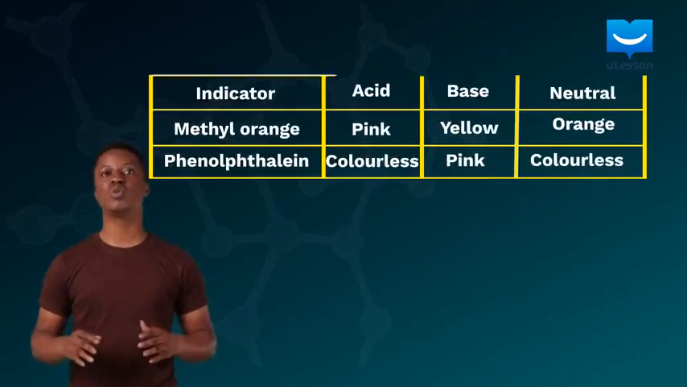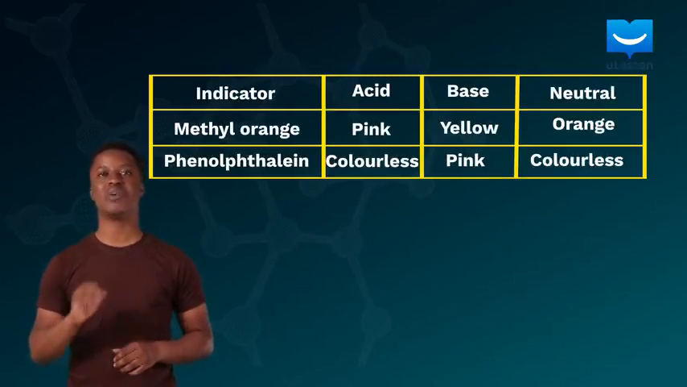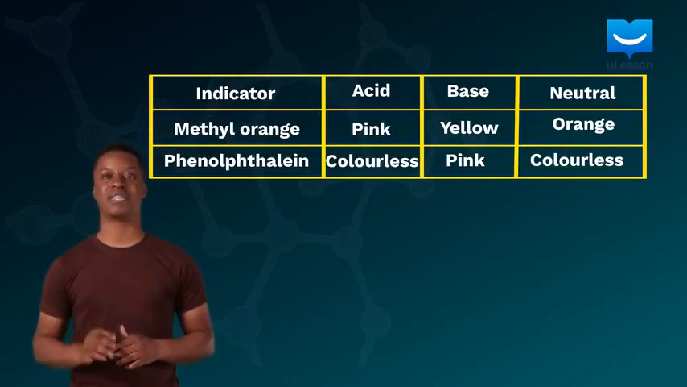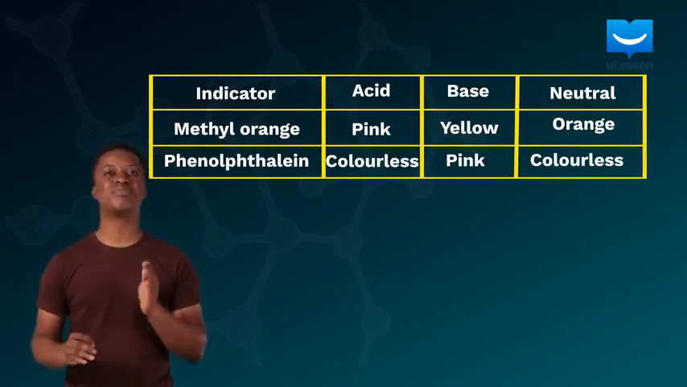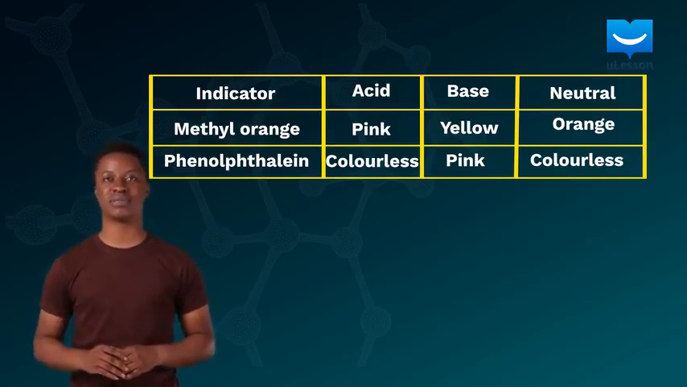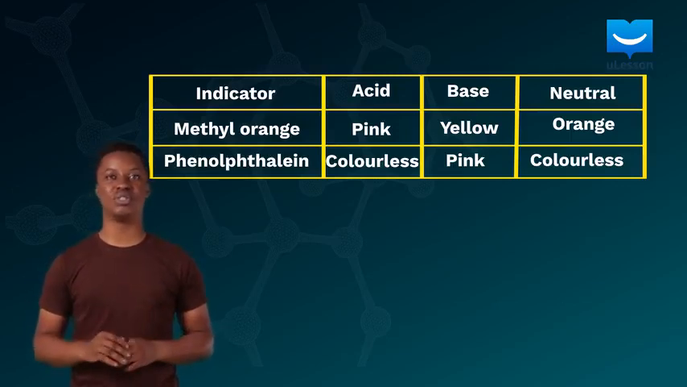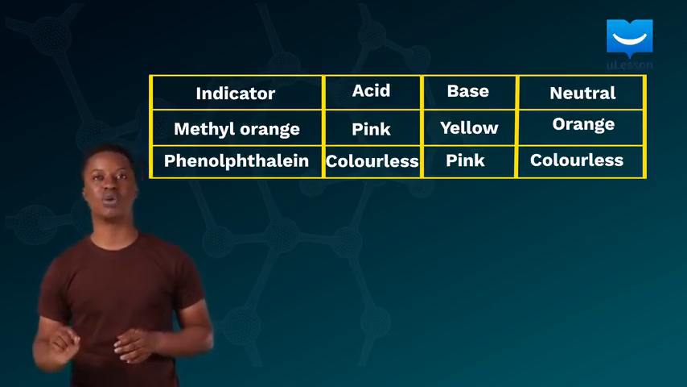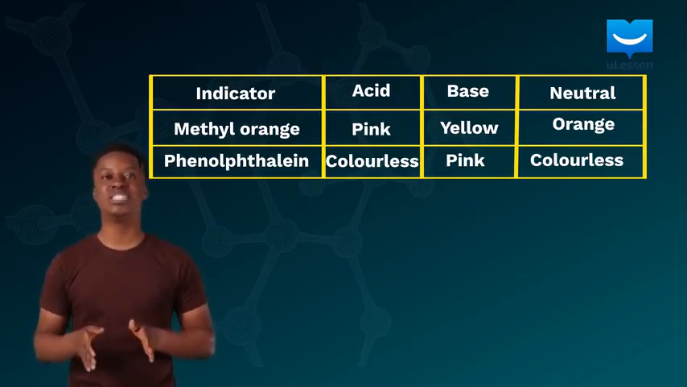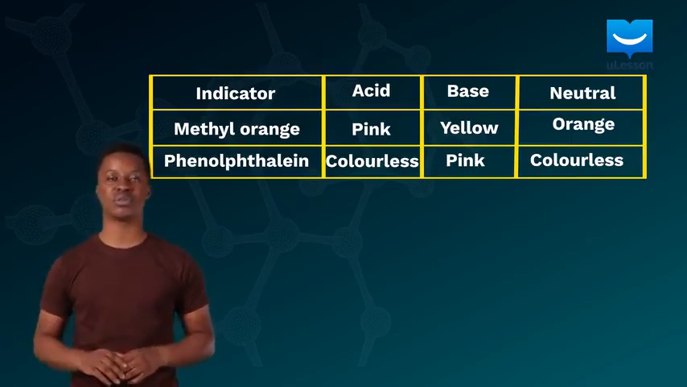This table here shows us the two common indicators used during acid-base titrations, methyl orange and phenolphthalein, as well as their respective colors in acidic, basic, and neutral mediums. Now, since the endpoint of an acid-base titration should yield a neutral salt, we can determine the completion of an acid-base titration when the color of the solution corresponds to the color of the indicator in a neutral solution.